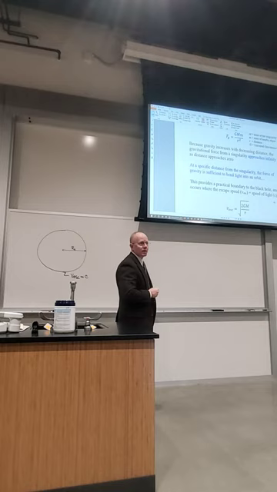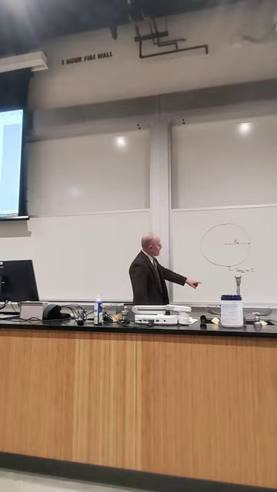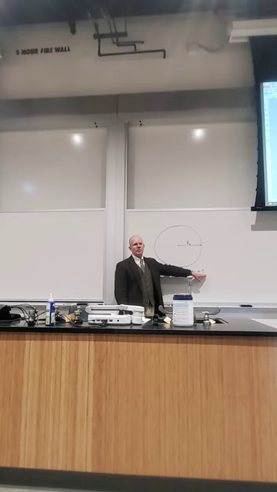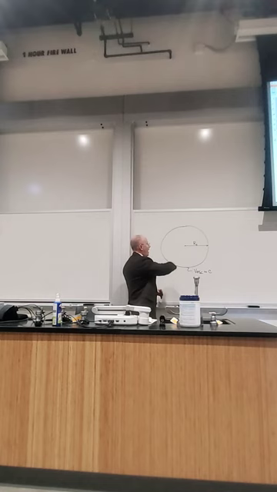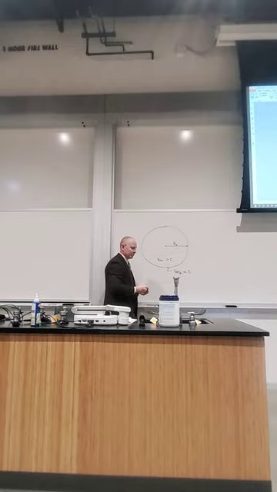Question? But even then, light still struggles to get out of the black hole, right? It doesn't struggle, it fails. Fails, that's what I meant. Because at this distance, the escape speed is exactly equal to the speed of light, and everywhere closer than that, in other words, everywhere inside of this sphere, the escape speed is greater than the speed of light.